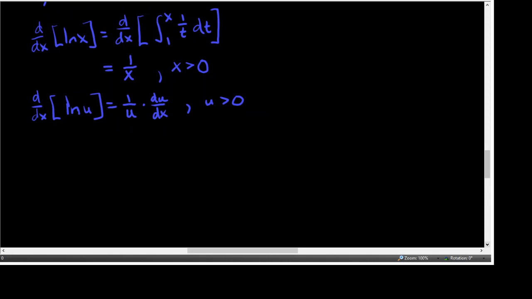Okay, so let's do a few examples. Here's A. What's the derivative of the natural logarithm of 2x? Well, that's going to be 1 over the something, 1 over the 2x, times the derivative of that something, so times 2, and that simplifies to be 1 over x.